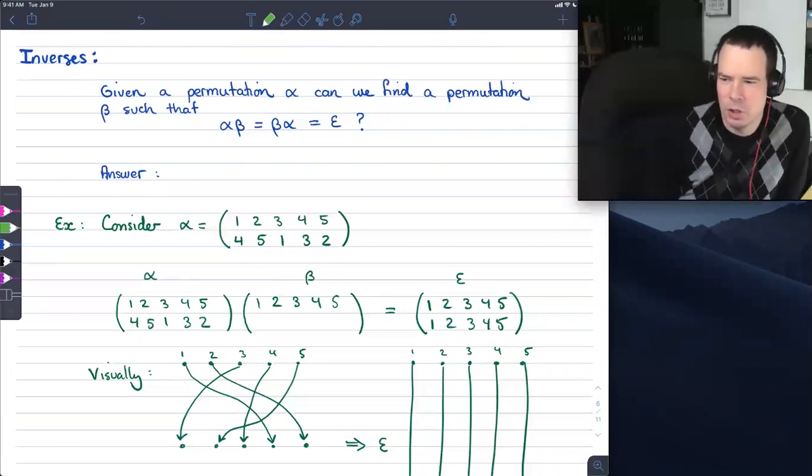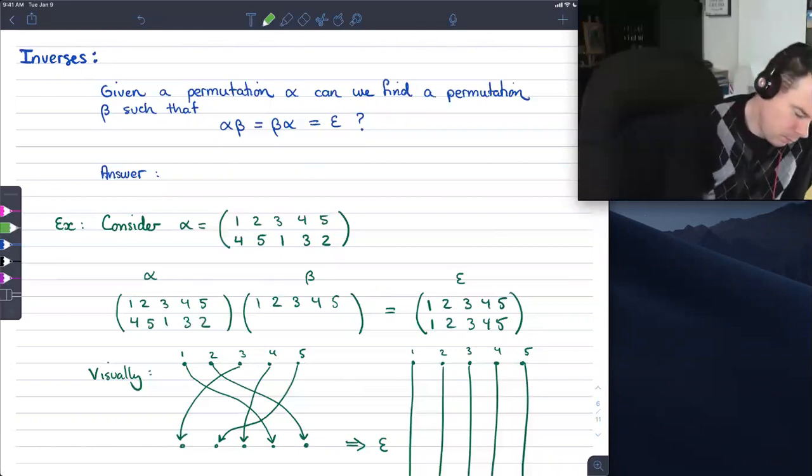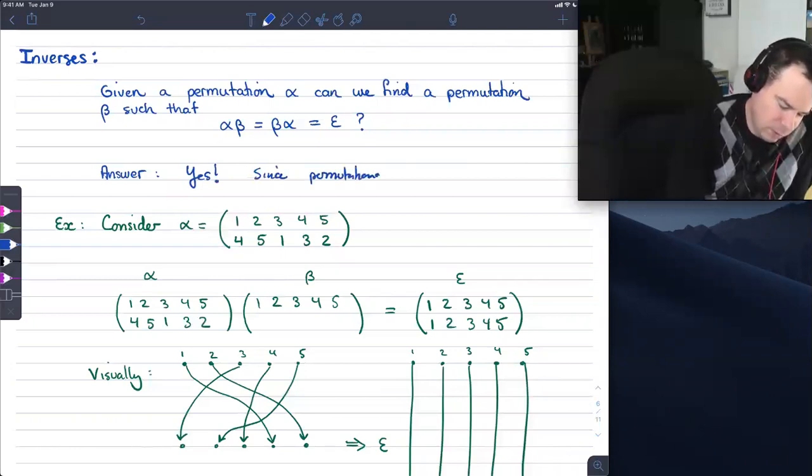So given a permutation alpha, can we find a permutation beta such that alpha beta is equal to beta alpha is equal to the identity? In other words, can we find a permutation that undoes what the permutation alpha does? And the answer is yes. And this is because, since permutations are bijective, they have inverses.